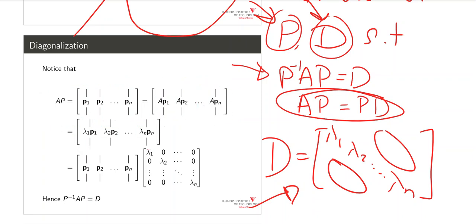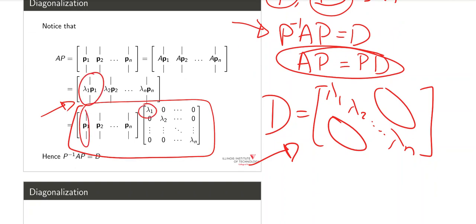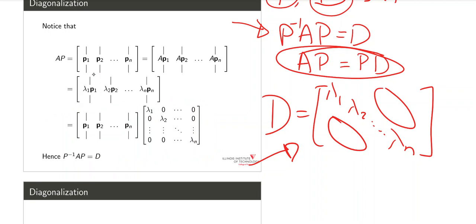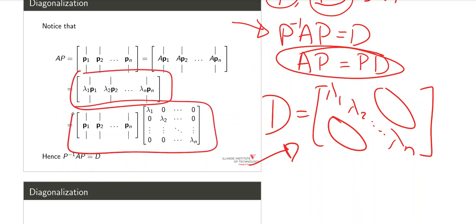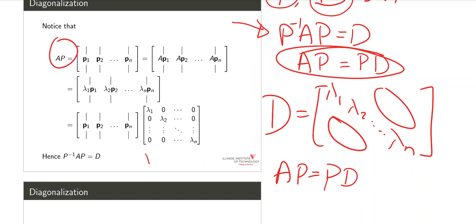This matrix can be written as the product of these two matrices. Lambda 1 times this equals this, same as before, you can check. So because of the way I named my P and D, I now have AP equals PD. That's what it says: AP equals PD.